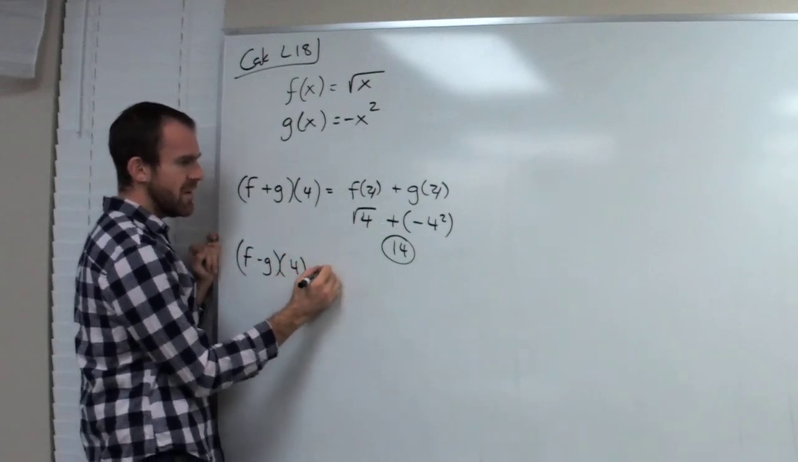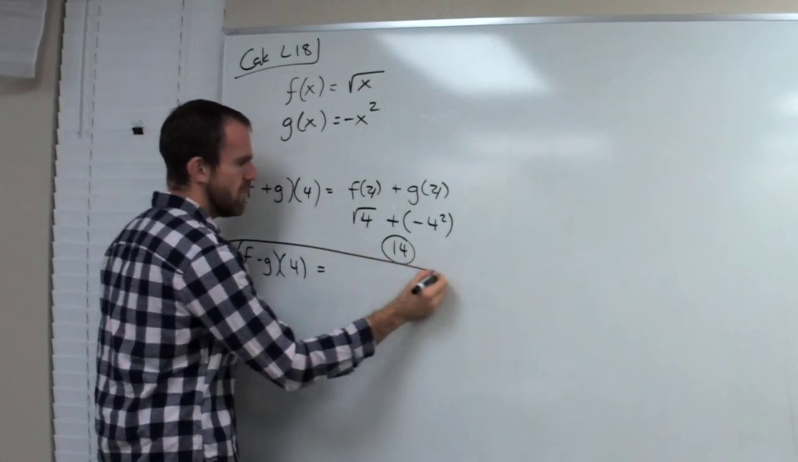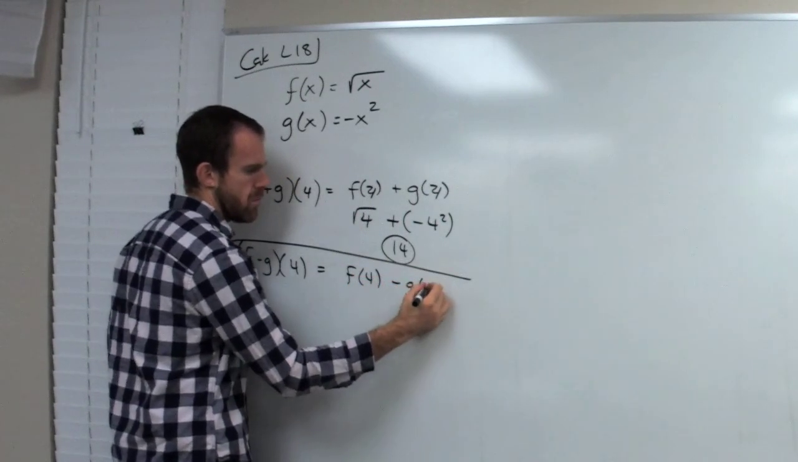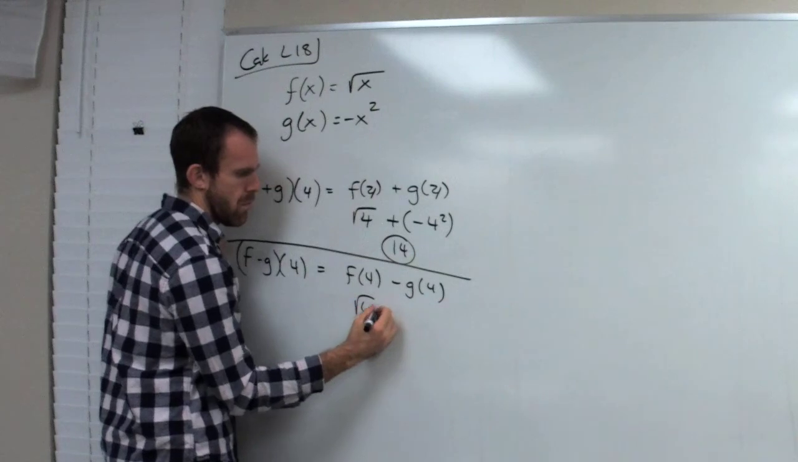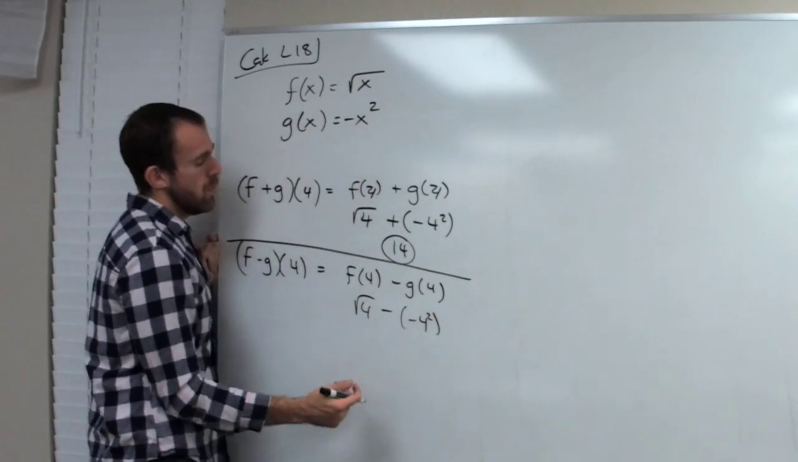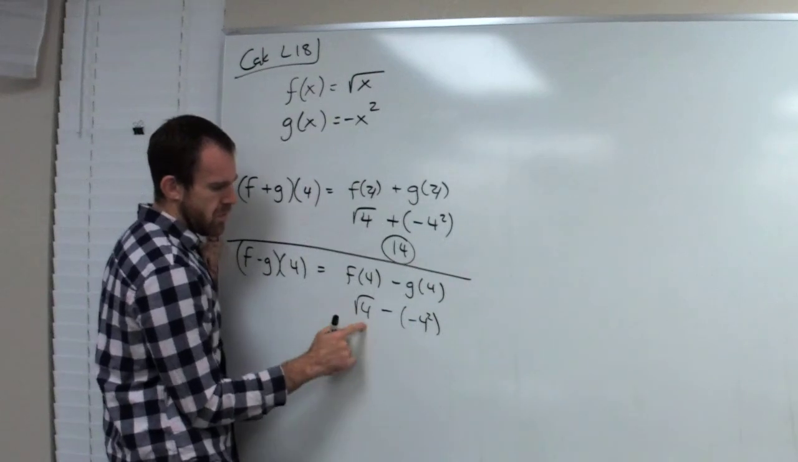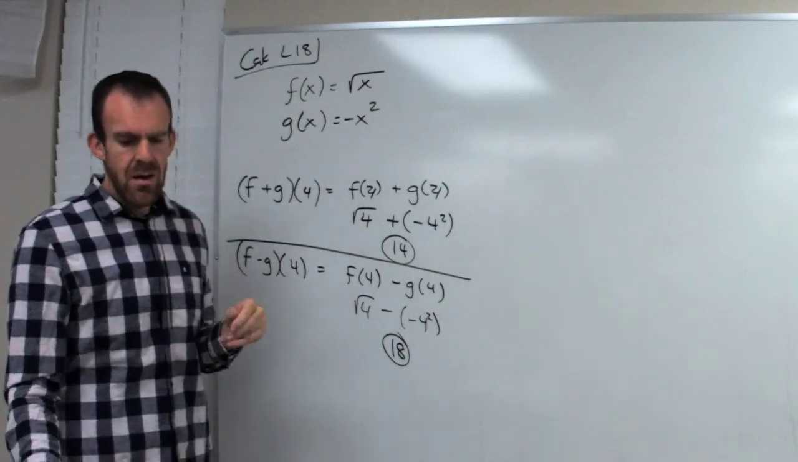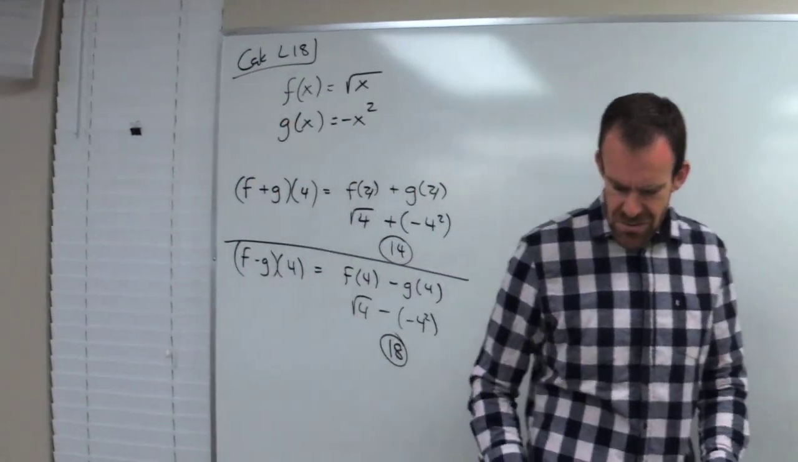When we subtract functions, we do the same thing, except this time, put a minus sign. Let's see, what is 2 plus 16? That looks like 18. Now, we also have a notation for multiplying functions.